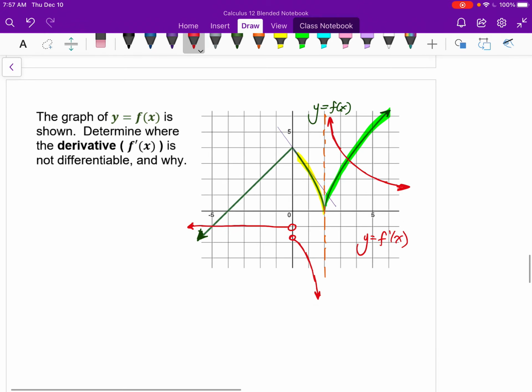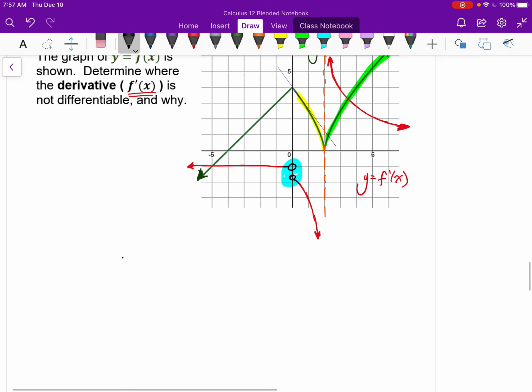Okay, that's it. Now I can answer the question. Determine where f prime of x is not differentiable. All right, so I can see right here it's not differentiable, and that's because there's a jump. And I can also see it's not differentiable at 2 because there's a vertical asymptote or an infinite discontinuity. Other than that, this function is differentiable. I can differentiate f prime of x anywhere else. There's no other corners or other breaks in the graph. And so I can now answer this.